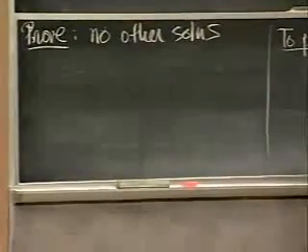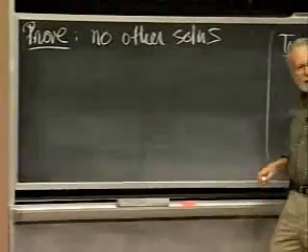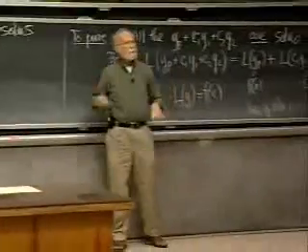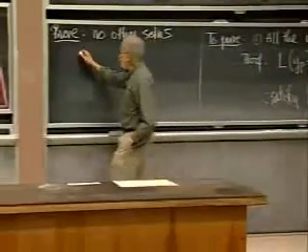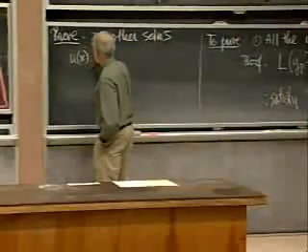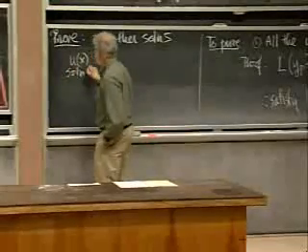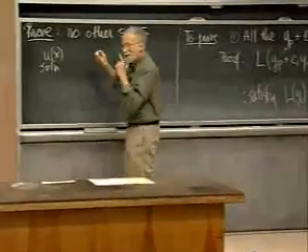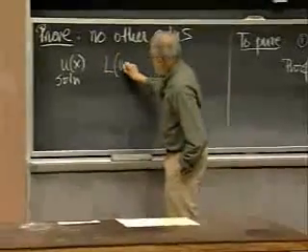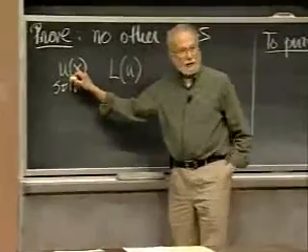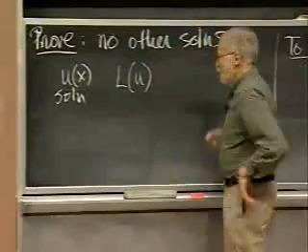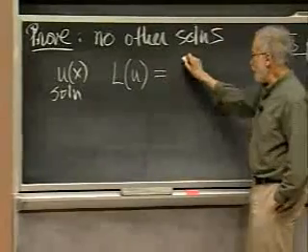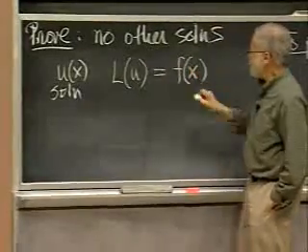Okay. There are no other solutions except these guys for different values of C1 and C2. So u of x is a solution. I have to show that u of x is one of these guys. How am I going to do that? Easy. If it's a solution, then L of u, I'm going to drop the x, just to make life easier. If it's a solution to the whole inhomogeneous equation, then this must come out to be f of x.